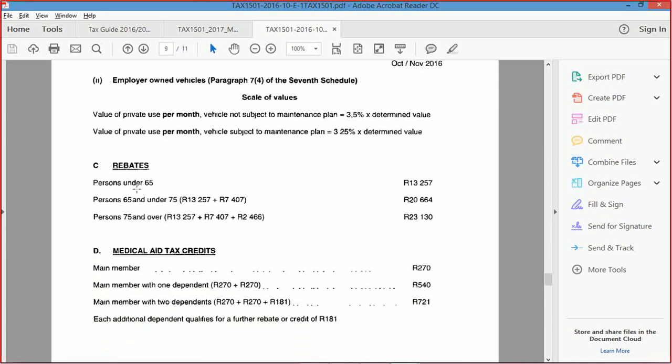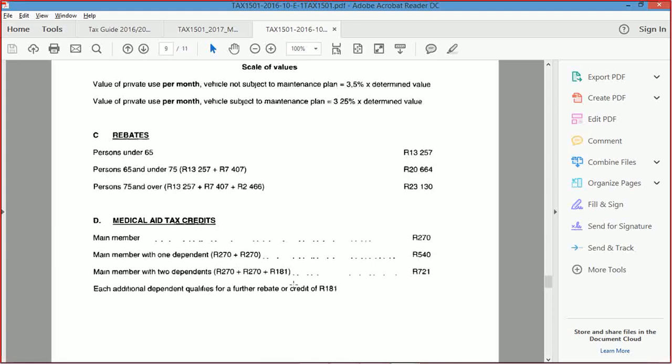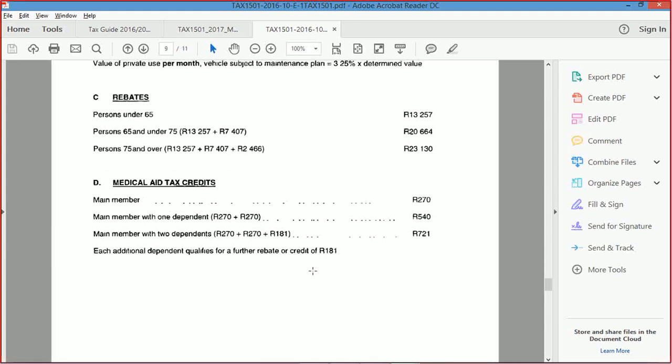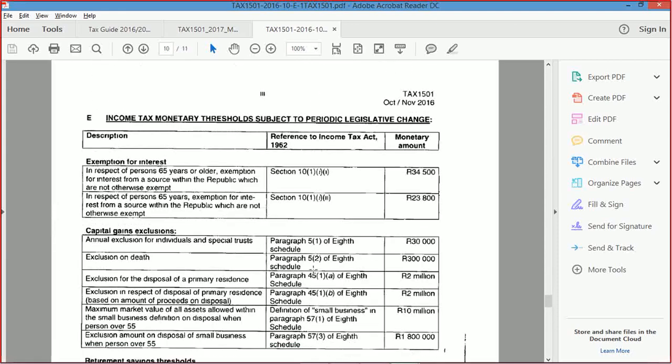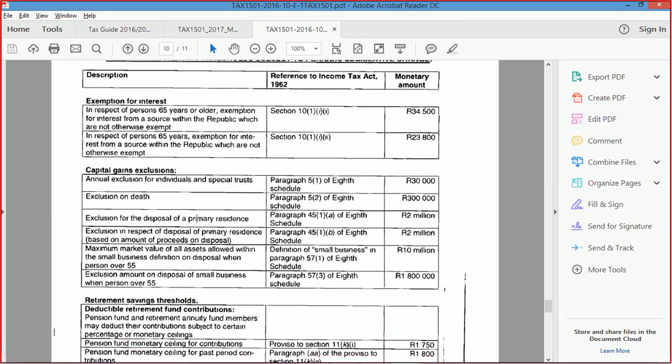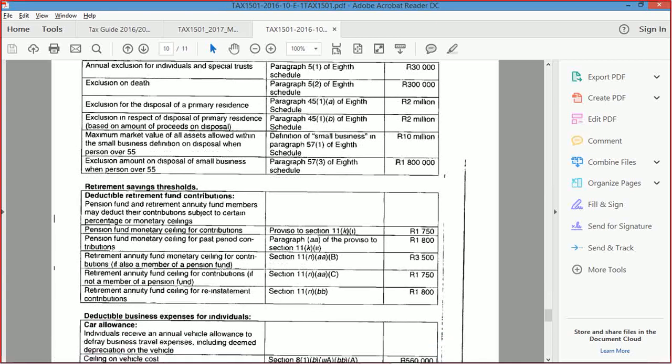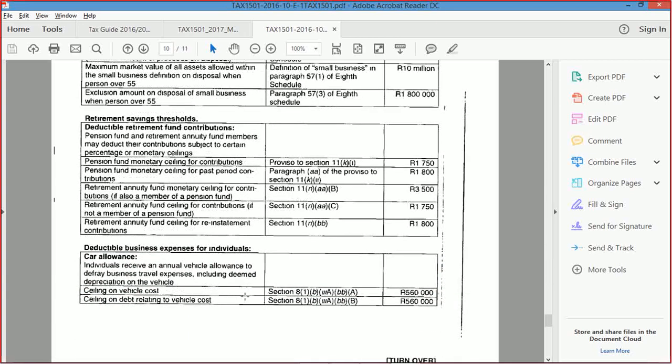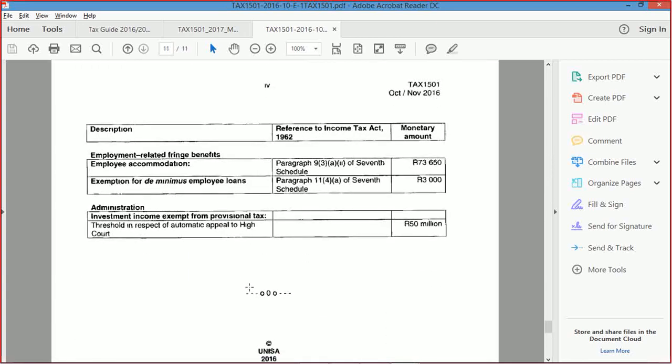It should be right at the end. Yeah, here it is. Okay, so they give you the tax tables. They give you the fringe benefit stuff. What else do they give? They give the employer-owned vehicles. They give the rebates, and they do give the medical tax credit. There it is. Okay. Anything else?